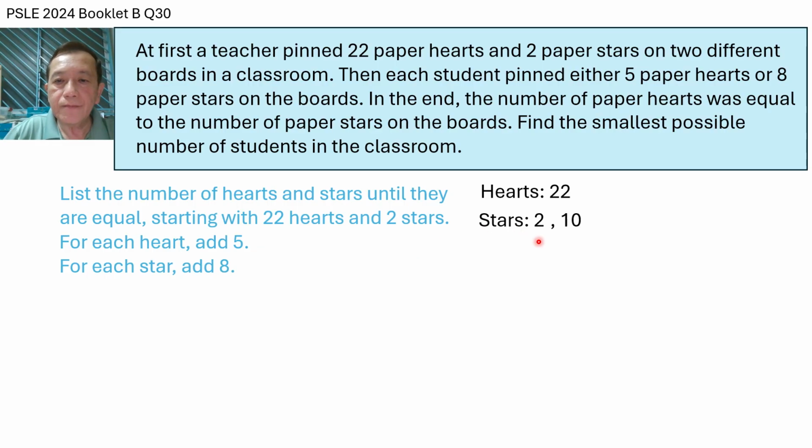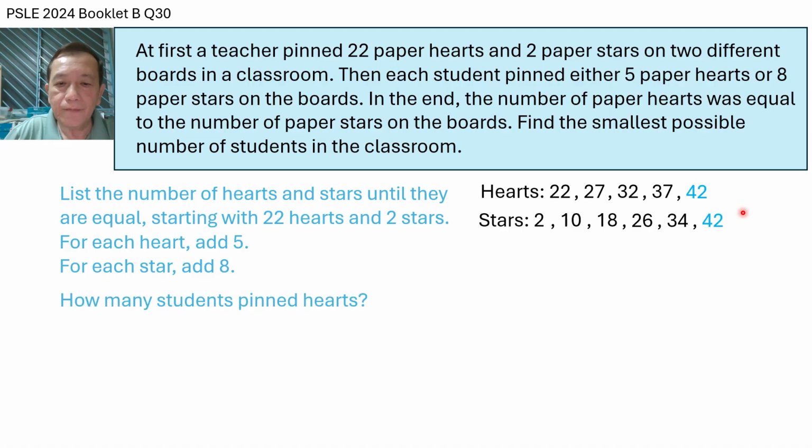2 plus 8, 10. 10 plus 8, 18. Plus 8, 26. 26 is more than hearts. Let's move to the hearts. 22 plus 5, 27 plus 5... And we arrive at 42, equal number.